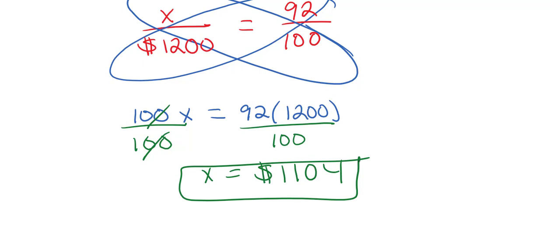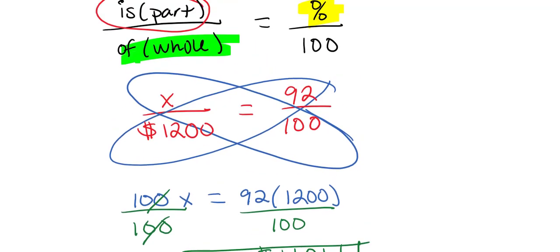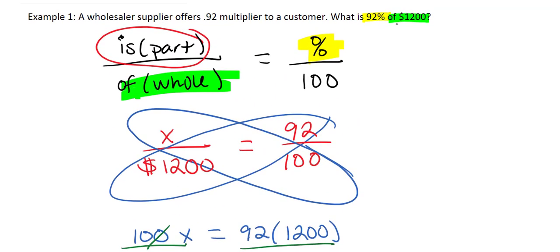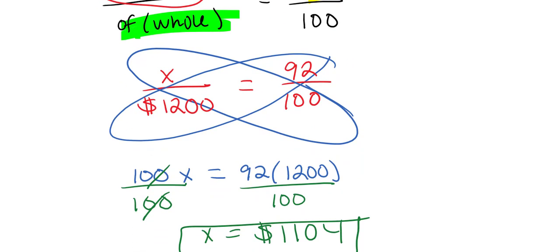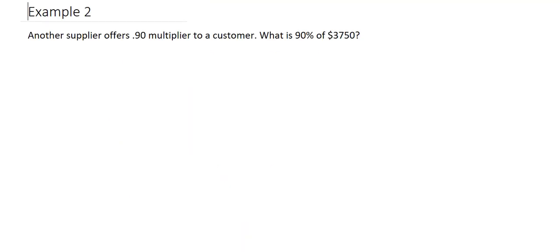And so that is what this question is asking. What is 92% of 1,200? That's just 1,104. Now let's look at the second example. Another supplier offers a 0.90 multiplier to a customer. So what is 90% of 3,750?